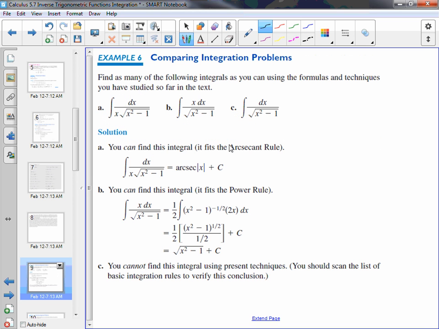So, on example 6, if you look at this one, A fits the brand new arc-secant rule, so we could do A. B, you can do with the substitution and make it a power rule. And C, even though, look, C looks, if anything, a little less intimidating than A and B. We can't do C. It doesn't fit any of our present techniques.